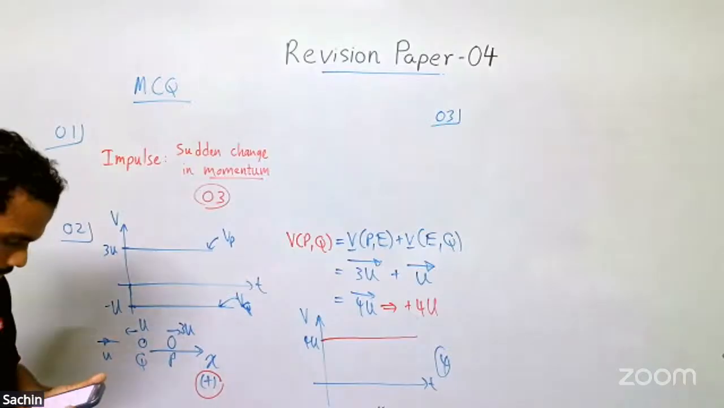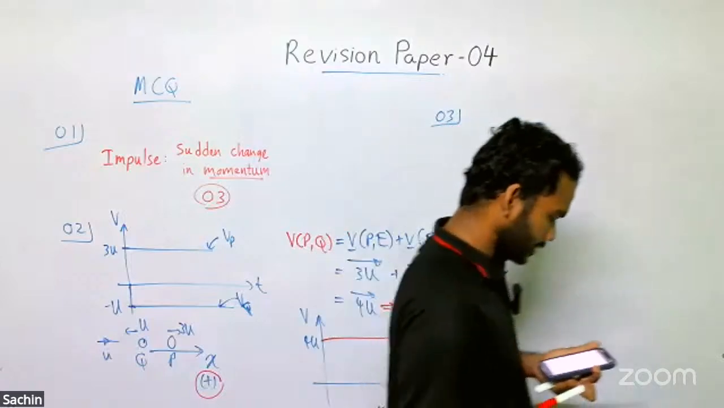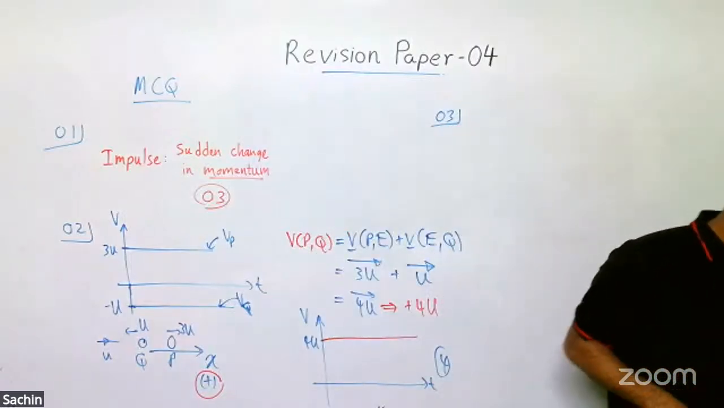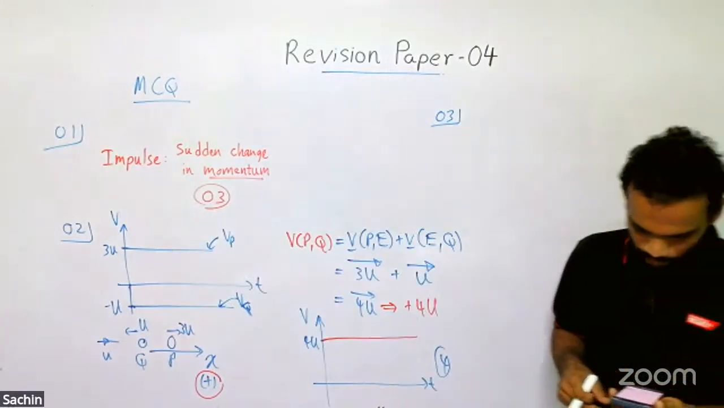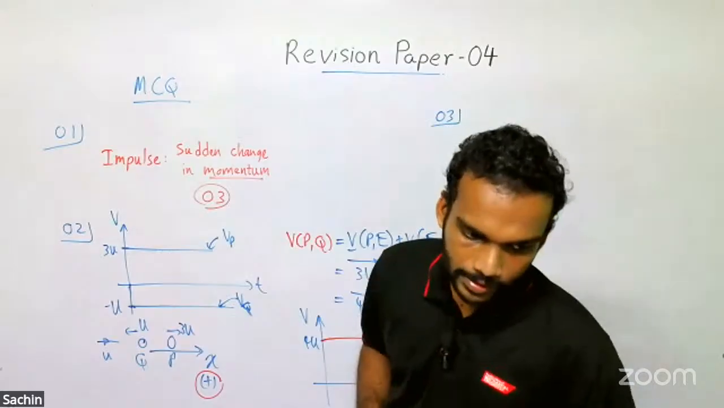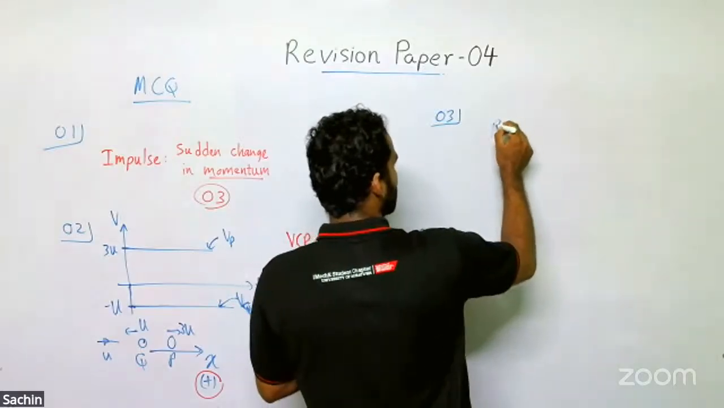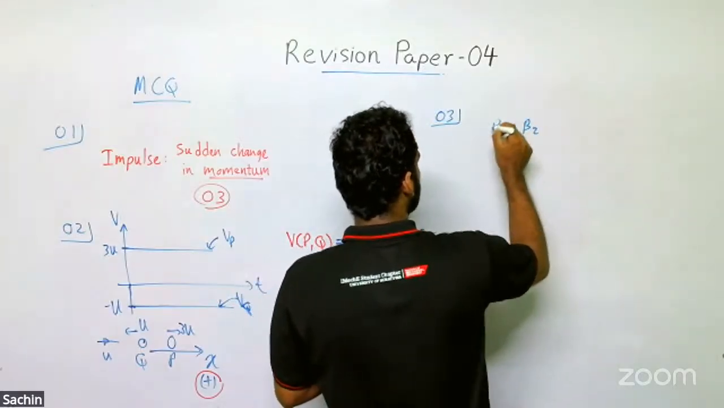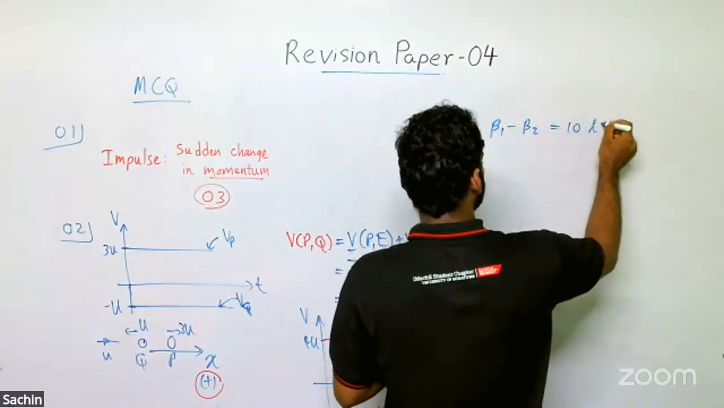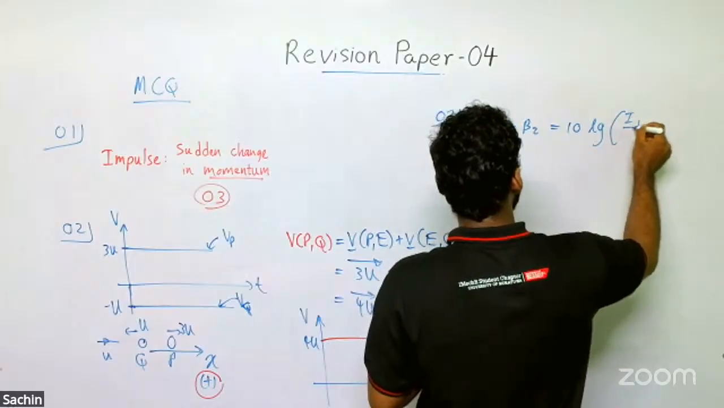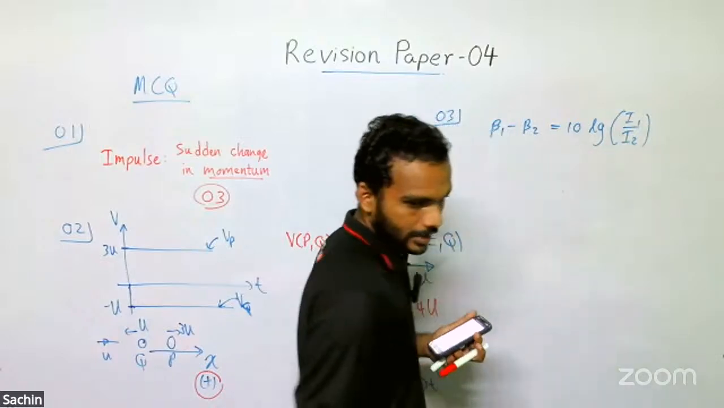Third question. A person 1 meter away from a sound source hears a sound intensity level of 60 decibel. Then he moves another 9 meters away from the sound source. The new sound intensity level is. So a comparison between two sound intensity levels. We do comparisons of sound intensity levels using this equation: beta 1 minus beta 2 is equal to 10 log I1 over I2. Here beta means the intensity level, I means the intensity.